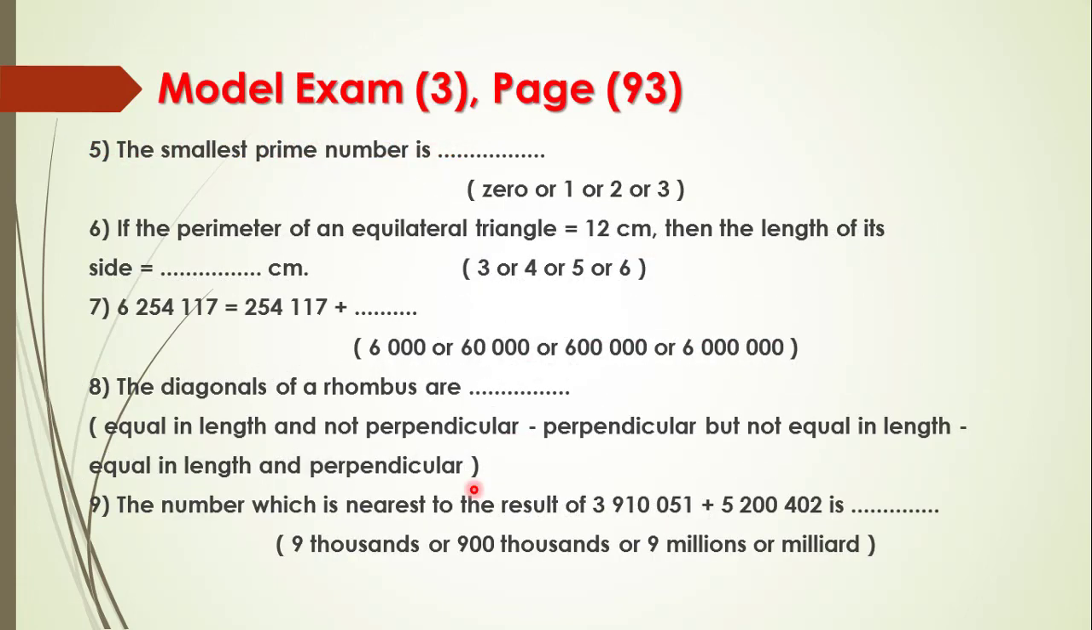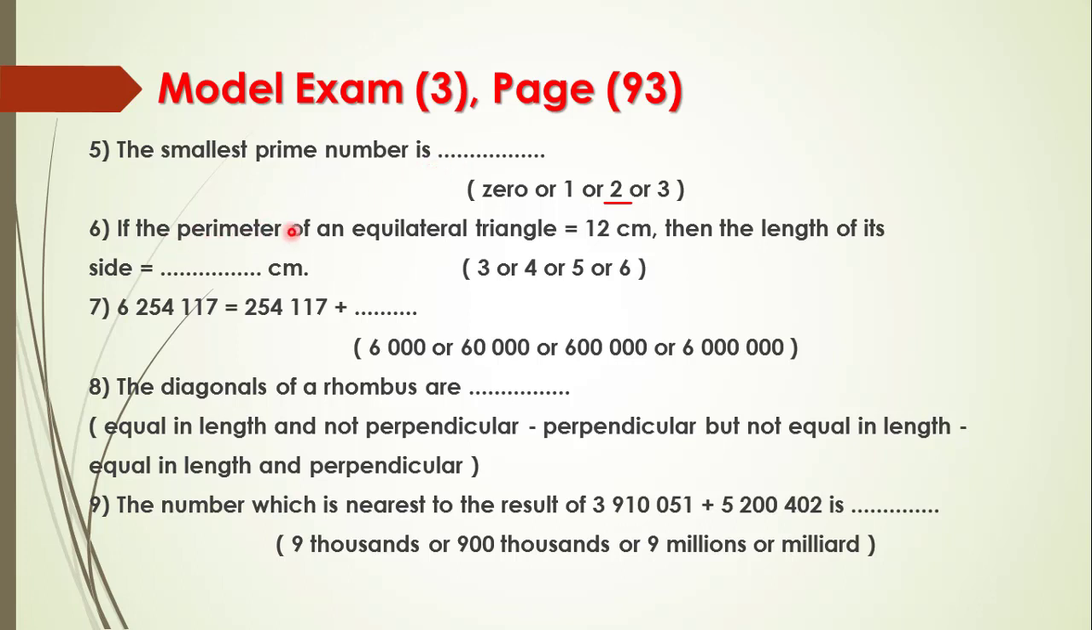Number 5, the smallest prime number is. The smallest prime number. Yes, we all know that the smallest prime number is 2. 3 is also a prime number, but 0 and 1 are not prime numbers. 3 is a prime number, but this is not the smallest prime number. The smallest prime number is 2. I hope you remember that the prime number means the number which has only two factors, 1 and itself.